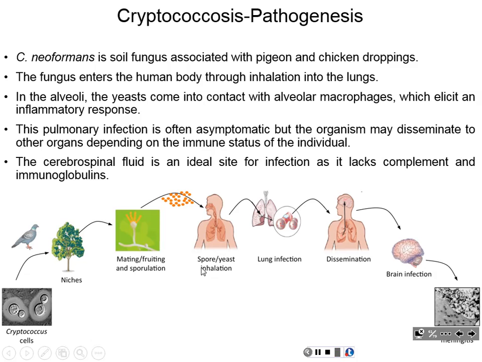But in a person without a good immune response, this infection is allowed to disseminate to other organs depending on just how immune compromised that patient is. The cerebrospinal fluid is a really great place for it to disseminate. It likes it a lot because the CSF doesn't have complement or immunoglobulins or any of these things that keep it in check.